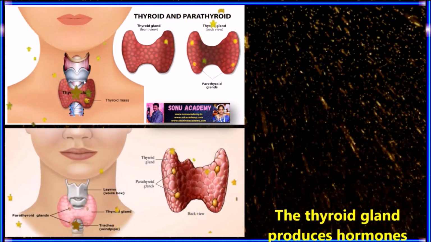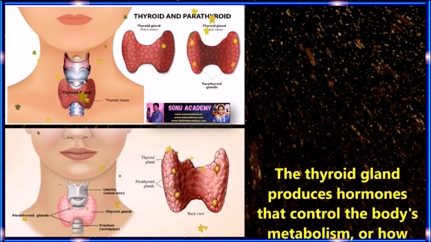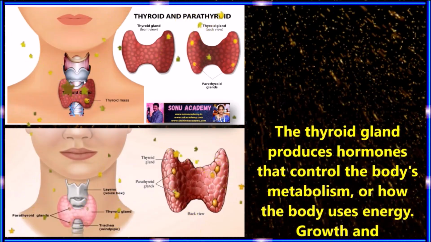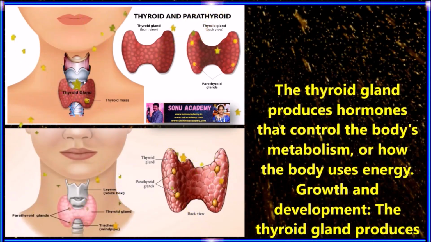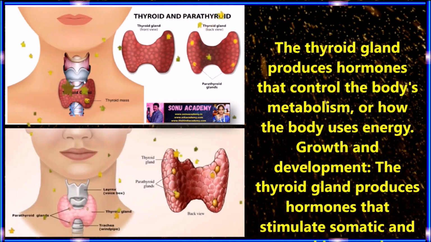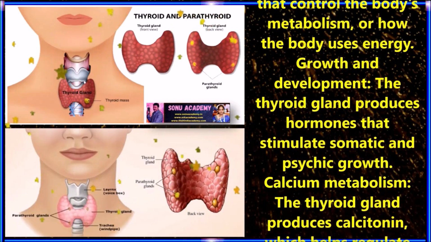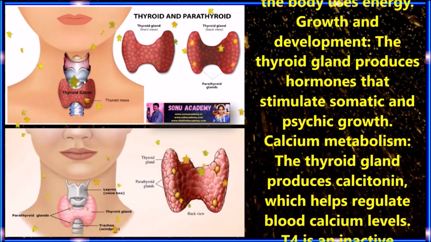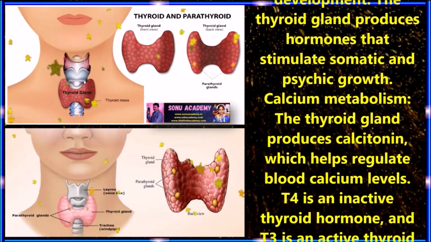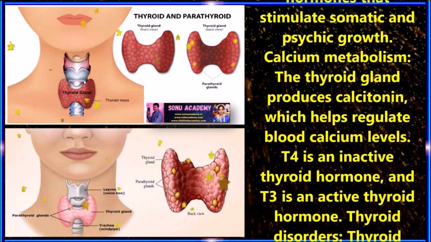In children, the thyroid gland produces hormones that control the body's metabolism, that is, how the body uses energy. For growth and development, the thyroid gland produces hormones that stimulate somatic and physical growth. Calcium metabolism: the thyroid gland produces calcitonin, which helps regulate blood calcium levels.